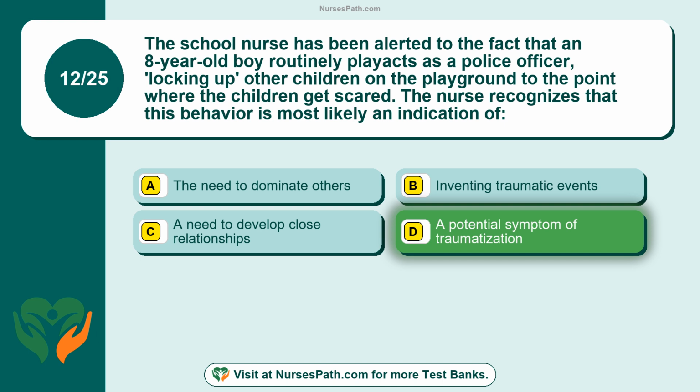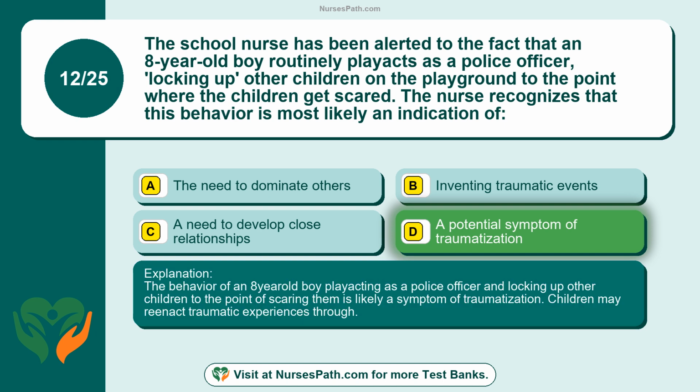The correct answer is option D, a potential symptom of traumatization. The behavior of an 8-year-old boy play acting as a police officer and locking up other children to the point of scaring them is likely a symptom of traumatization. Children may reenact traumatic experiences through.